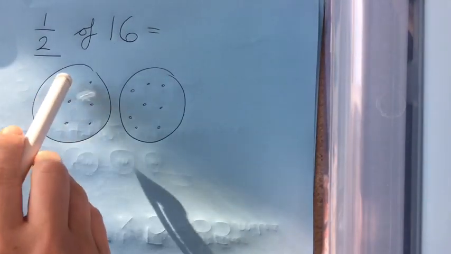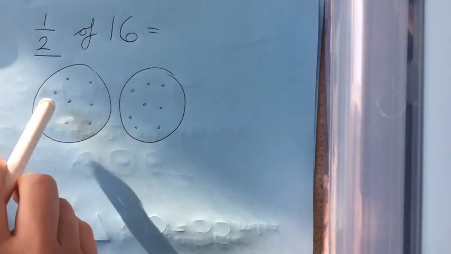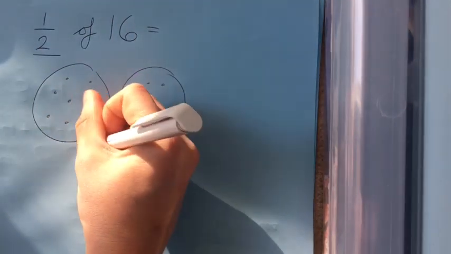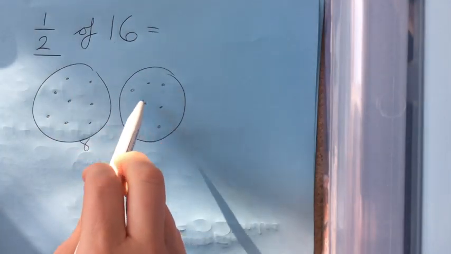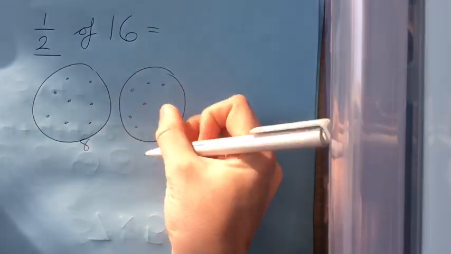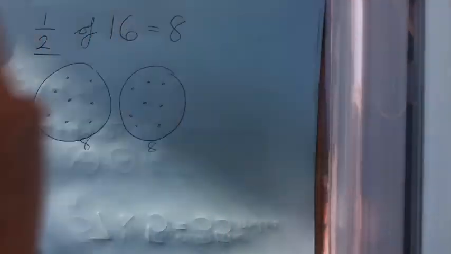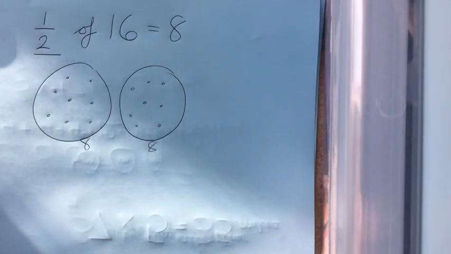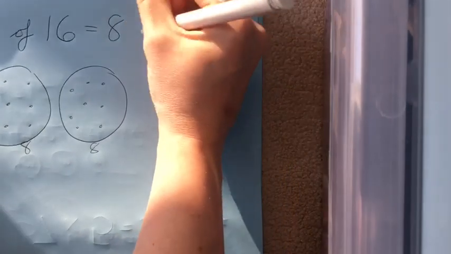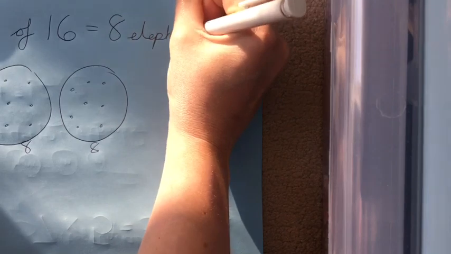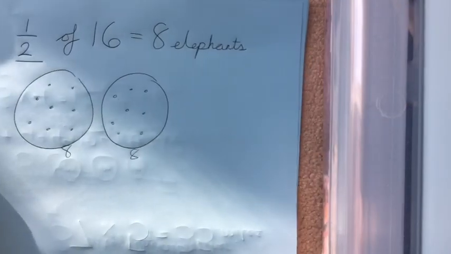Let's check our groups here. 1, 2, 3, 4, 5, 6, 7, 8. There's 8 in my left-hand circle. 1, 2, 3, 4, 5, 6, 7, 8. There are 8 in my right-hand circle. So half of 16 is 8. But what was my unit of measurement? How many of them stopped? So it's got to be 8 elephants. 8 stopped.